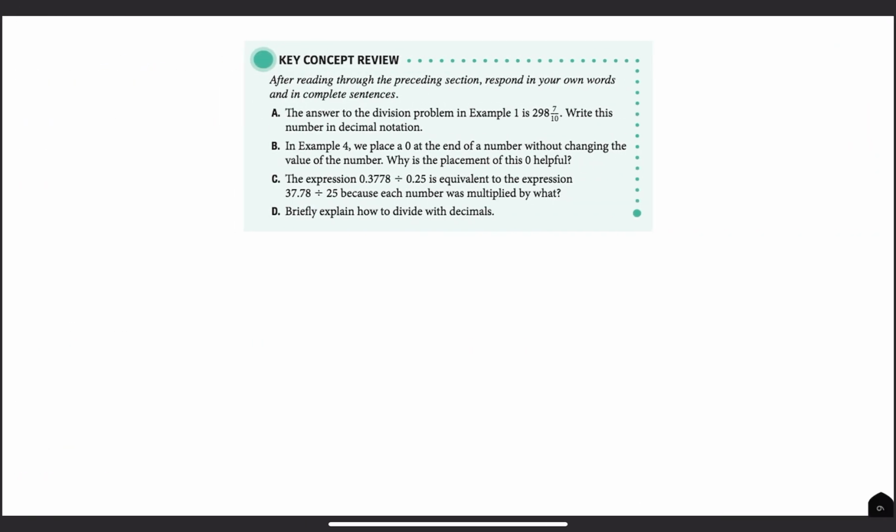All right, so let's review a little bit about dividing with decimals. So the answer to the division problem in example 1, and we didn't actually do example 1, but we will still be able to look at this in decimal notation. So this is 298 and 7/10. So that's 298 and 7/10, decimal notation.